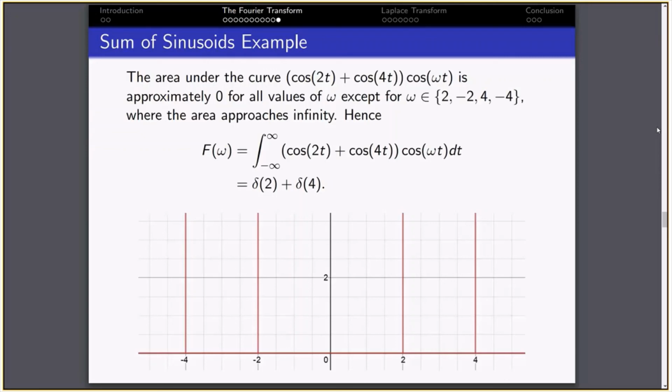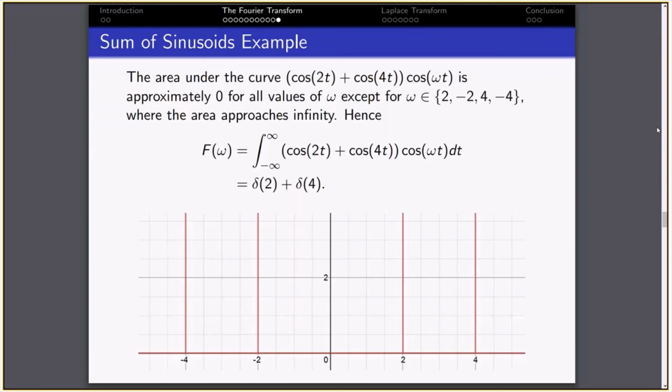And so the sum, the area under this curve, is going to be approximately 0 for most values of omega, except for when that angle complements cosine of 2t or cosine of 4t. In that case, we're going to end up with an infinite value of the area under this curve. And so that translates nicely to the mathematics of this. When omega is equal to 2, -2, 4, or -4, we end up with an infinite value. Everywhere else, we're 0. This should sound familiar.